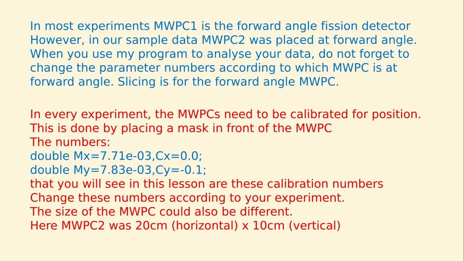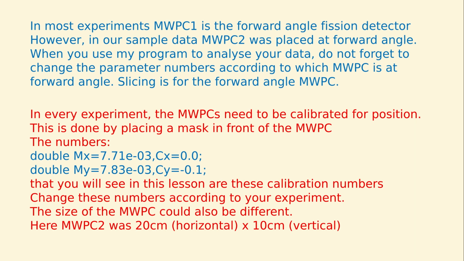Now in most experiments, it is actually MWPC 1 which is in the forward angle. But in our sample data which I am using here, MWPC 2 was the one placed in the forward angle. So when you use my program to analyze your data, you must take care to change the parameter numbers according to which MWPC is in the forward angle for your experiment.